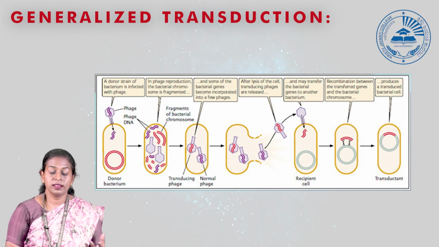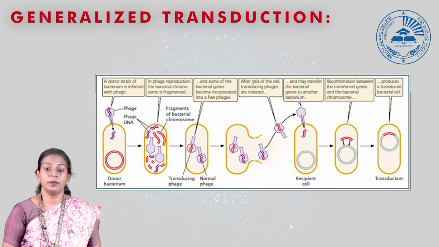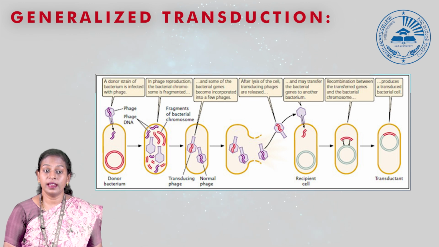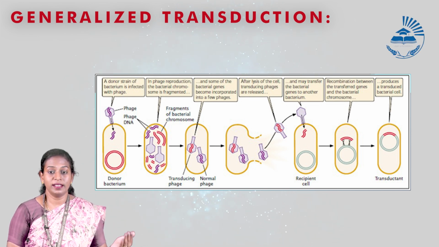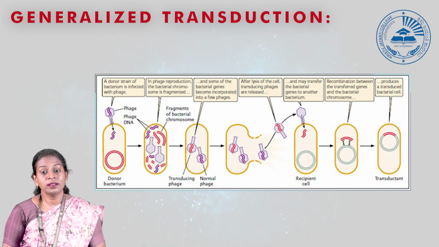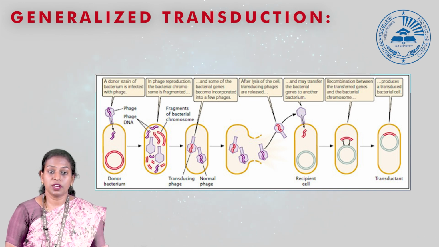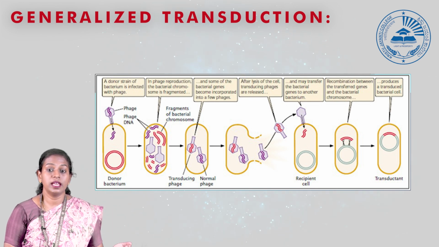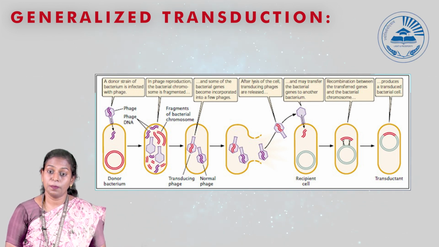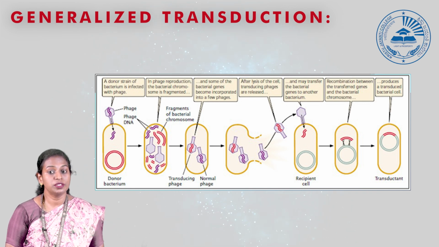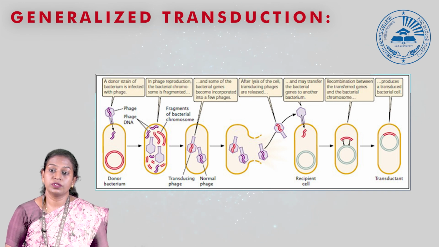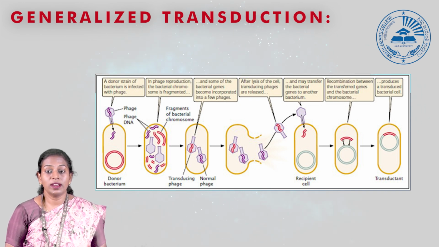When the cell lyses, the phages are released into the environment and they go and infect another recipient cell, where the bacterial DNA of one donor bacterium is transported to another recipient cell where the transduction process takes place. And this transducing phage will release the bacterial DNA from the donor into the recipient cell, where homologous recombination takes place and the DNA from the donor gets integrated into the host recipient cell, which is called the transductant.